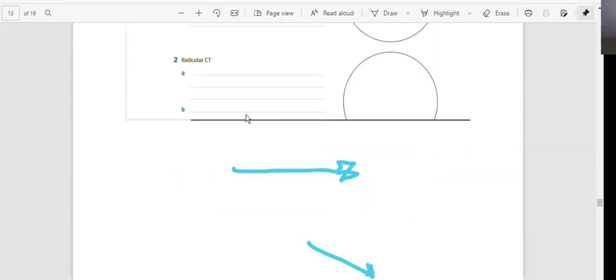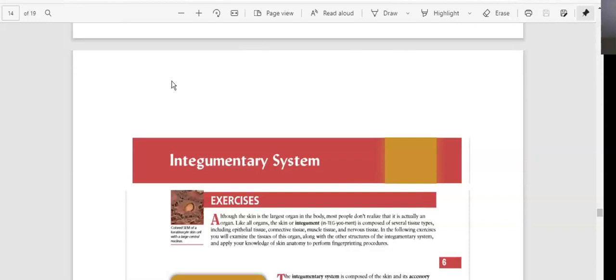Let's keep scrolling down right here. So this is the integumentary system. As we said, systems. This system is going to be the integumentary, right? And then we have systems are composed of organs. So then what organ is this one? This is going to be the skin.